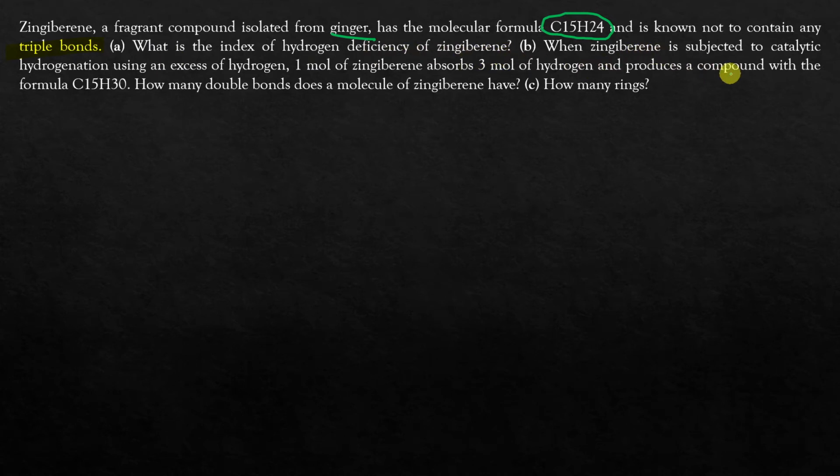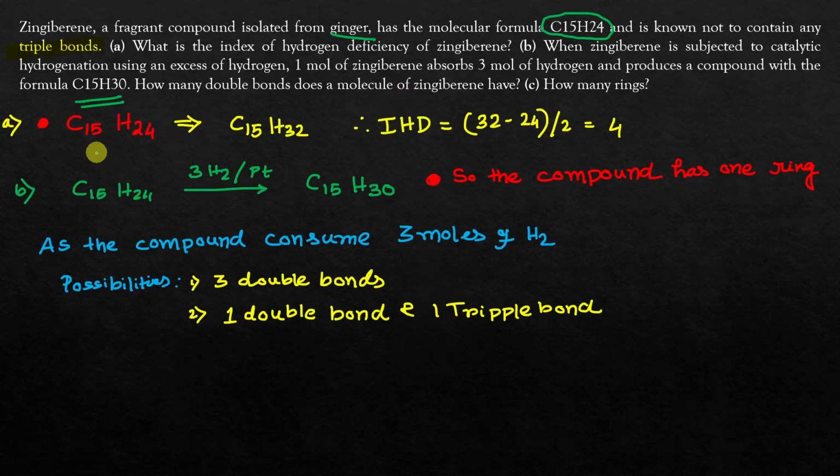And when this compound is subjected to a catalytic hydrogenation reaction using excess hydrogen, 1 mole of this compound absorbs 3 moles of hydrogen and produces a compound of formula C15H30. So how many double bonds does this molecule have and how many rings? Let's see. First of all, the molecular formula for this compound is C15H24. The molecular formula of its corresponding acyclic alkane is C15H32. So the index of hydrogen deficiency will be 32 minus 24 divided by 2, so 4.